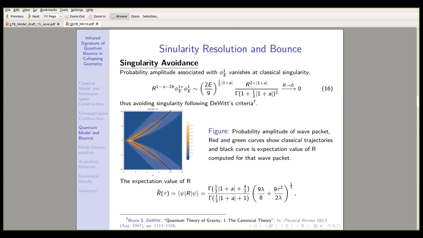Here we have a contour plot of the probability amplitude of the wave packet for parameters small a equal to 0, b equal to 0, and lambda equal to 1. On the x-axis we have the areal radius and on the y-axis we have the dust proper time. This black curve is the expectation value of the areal radius with the wave packet. This red curve is the classical collapsing trajectory, and this green curve is the classically expanding trajectory. And here we see that very early in the collapse, the quantum expectation value follows the classical expression, and it differs at the classical singularity, takes a globally minimum value, and then starts increasing. Therefore, the dust shell collapse to singularity is replaced by a bounce from the collapsing phase to the expanding phase.